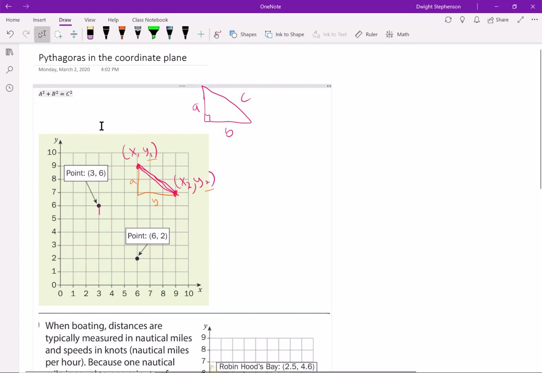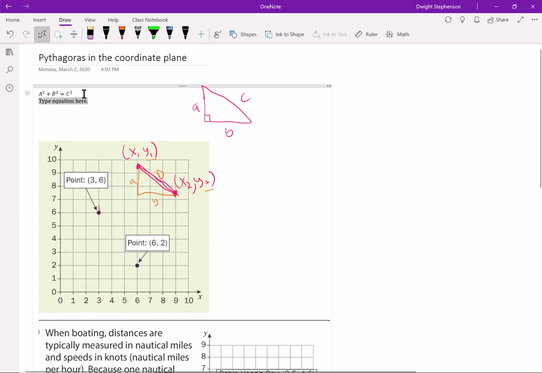And so the distance formula, and we're going to go ahead and call this side d, becomes (x2 minus x1) quantity squared plus (y2 minus y1) quantity squared. And if I do that, that will give me my distance squared, like such, right? And I could take the square root of both sides if I chose to, right?